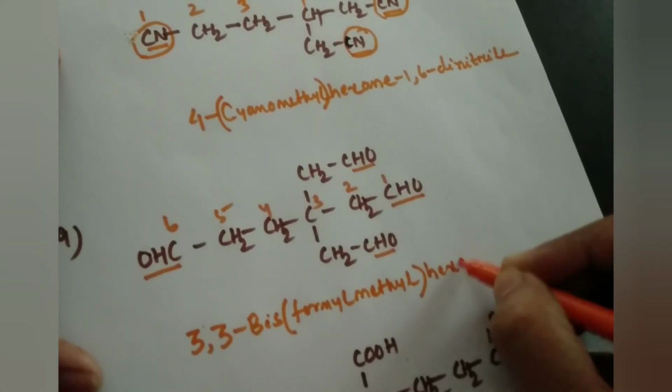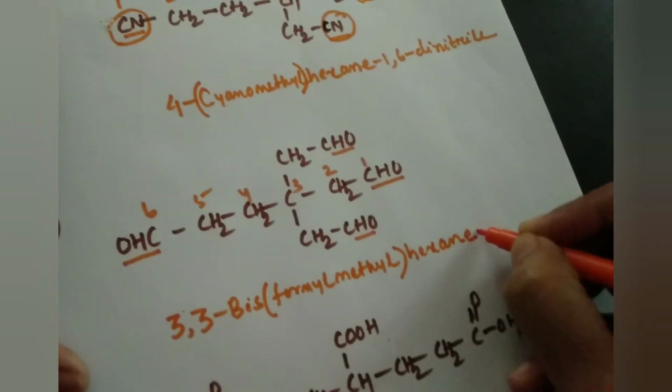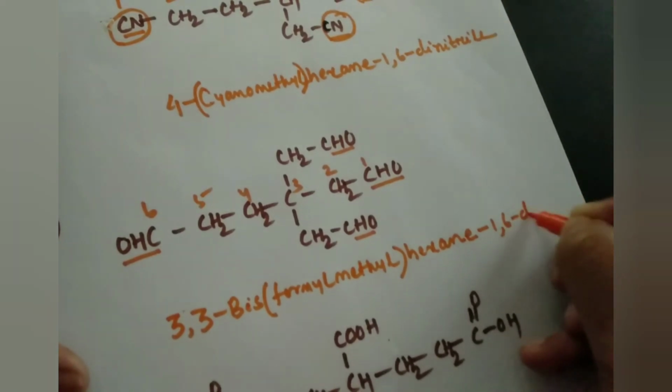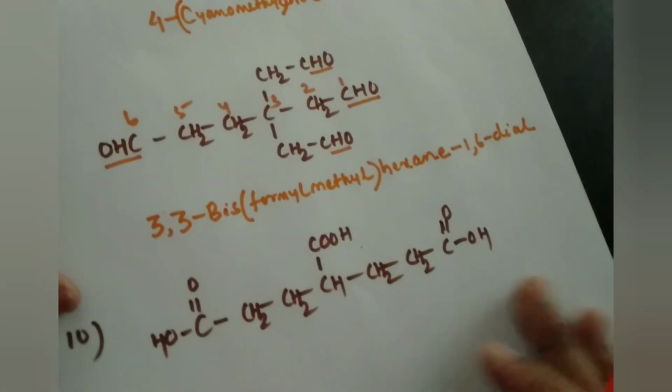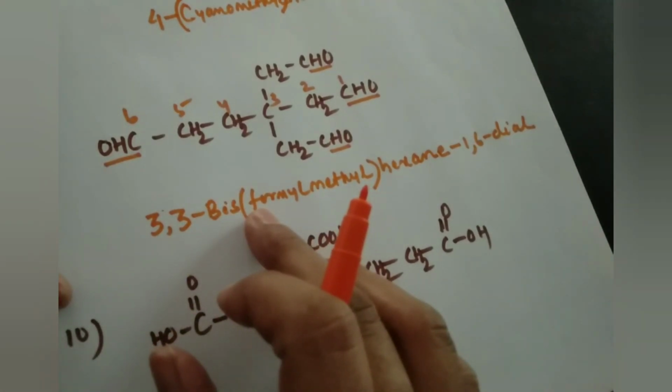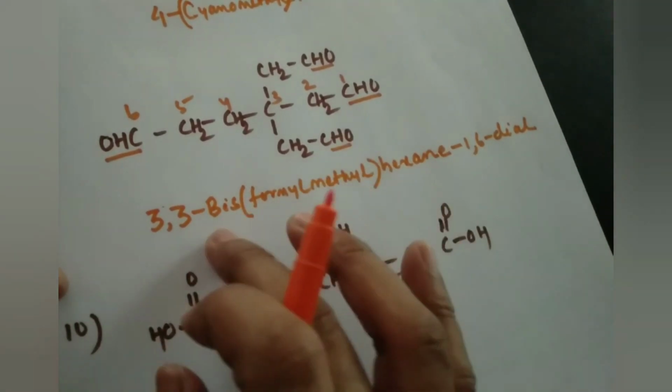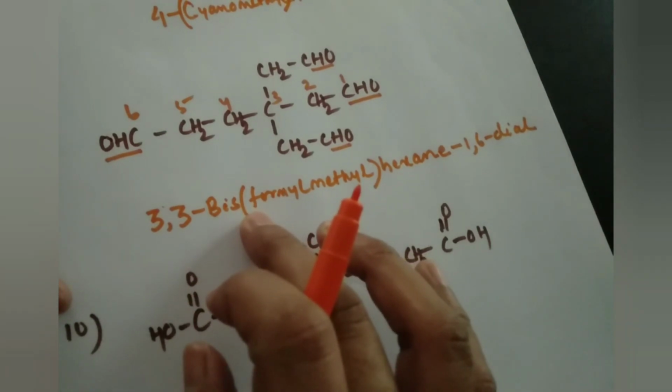bracket close. What is the word root? Hex, primary suffix ane, and here 2 are there, so di आएगा, इसीलिए hexane 1, 6 dial. Okay, so here bis is used. जो हम रूल पढ़ा था हमने, उसको हमें कॉम्प्लेक्स सब्स्टिट्यूट के लिए यूज़ किया. यहाँ पे आप डाई नहीं लिख सकते.